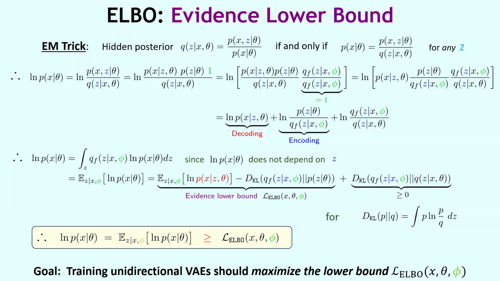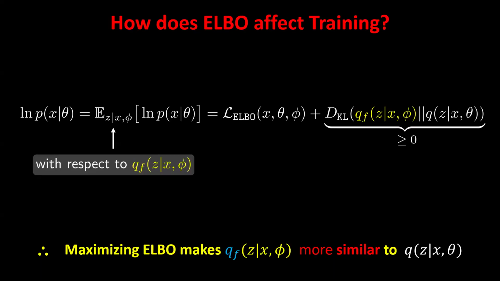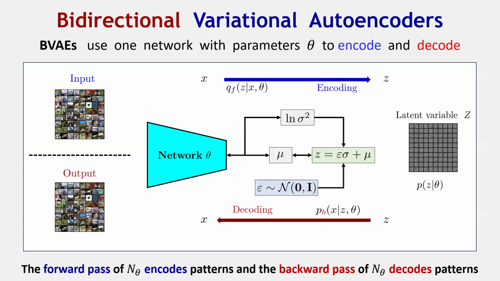So training a unidirectional VAE has to maximize that lower bound, very much like in the EM algorithm. And what's going on when you do that is you make the ELBO bigger, you're in effect moving the posterior of Z given X phi, making it more like that of Z given X theta.